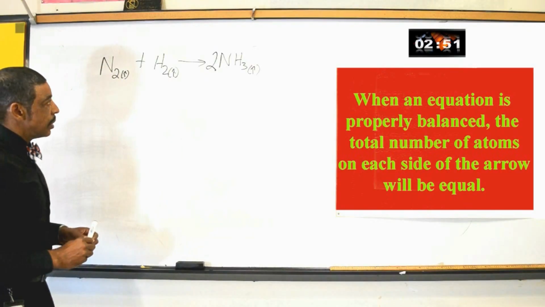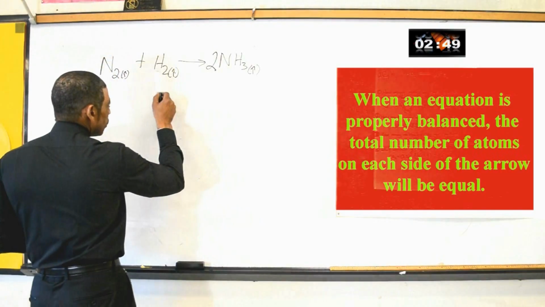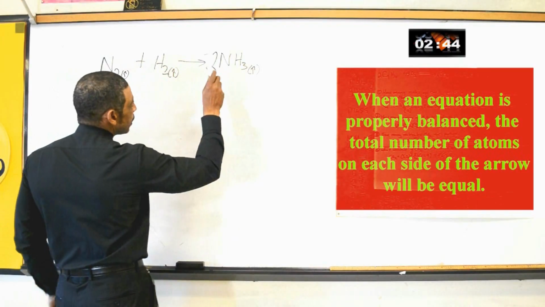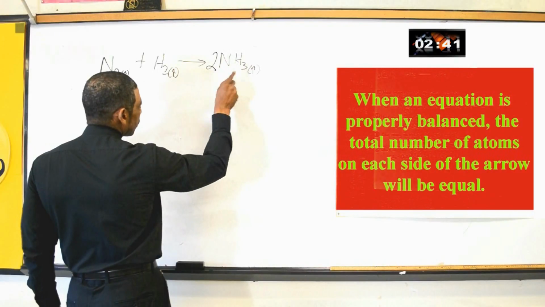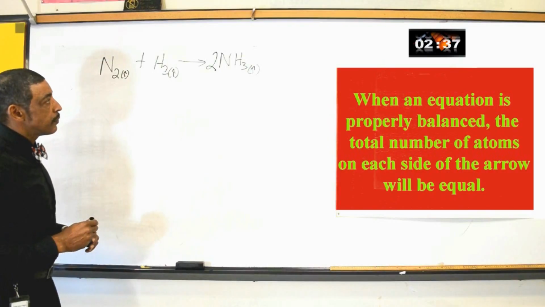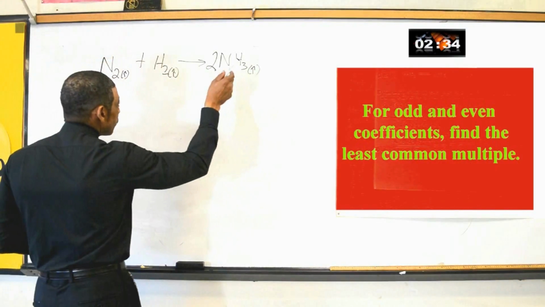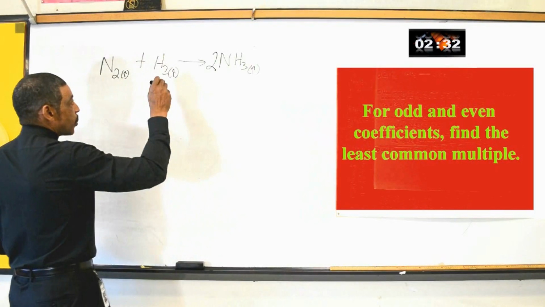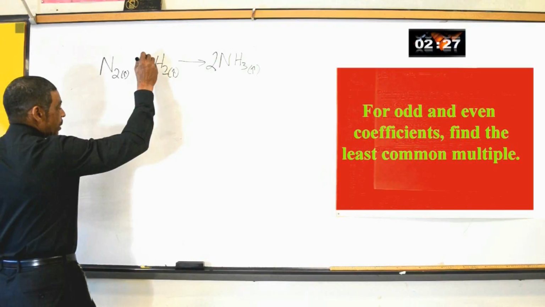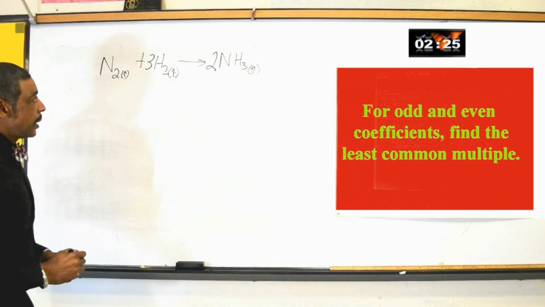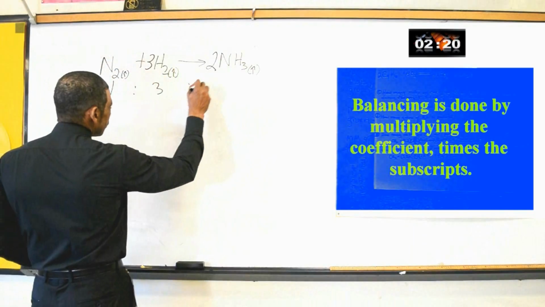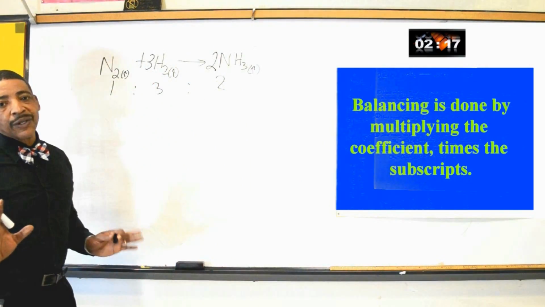How about the hydrogen? Here I have 1 mole of hydrogen gas, but 2 moles of hydrogen atoms. Here we have 6 moles of hydrogen atoms. So what is the least common multiple for 2 and 6? It's going to be 6 clearly. So in order to make a 2 into a 6, we simply multiply by 3, and that balances the equation. And the molar ratio will be 1 to 3 to 2. That was a very simple one.